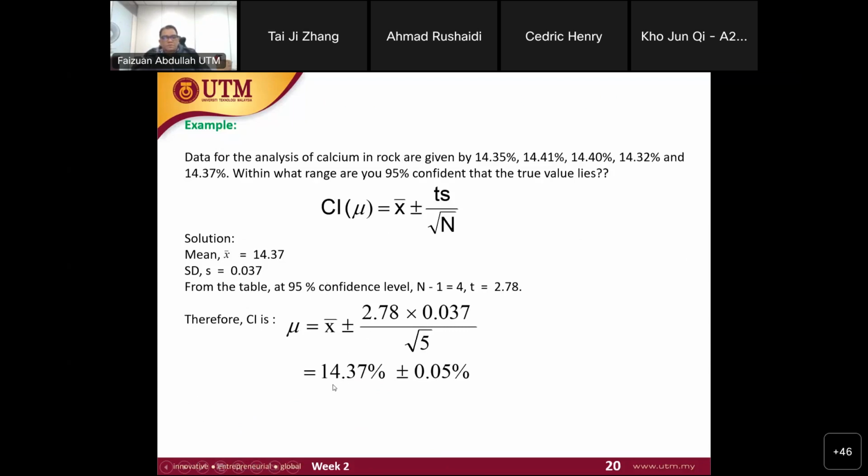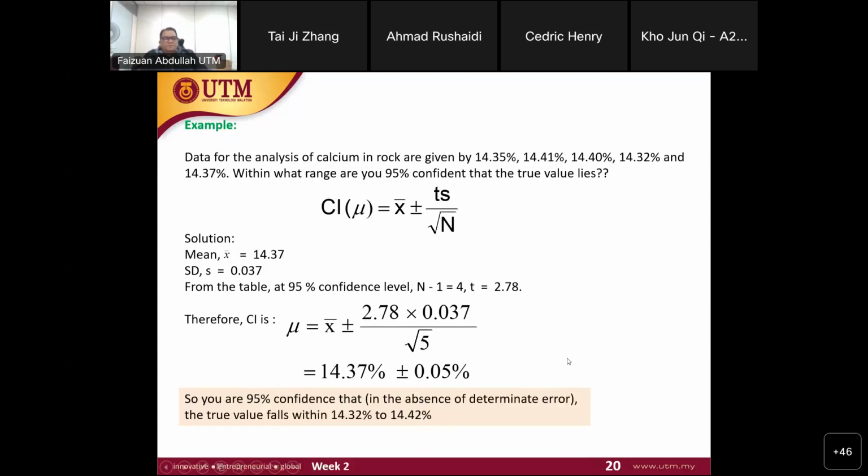Therefore, after we put the values inside the formula, the confidence interval equals 14.37% plus or minus 0.05%. So you are 95% confident that, in the absence of determinate error, the true value falls within 14.32 to 14.42. How do you get it? 14.32 to 14.42. How do you get the value? This is plus or minus 0.05%.